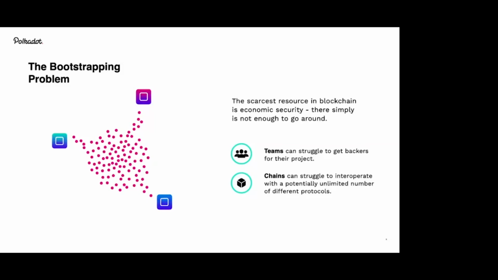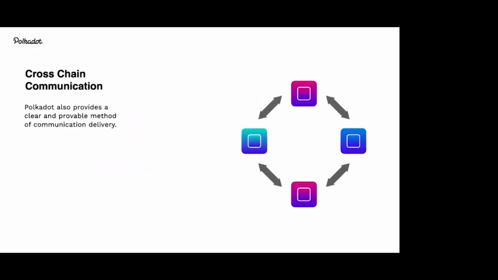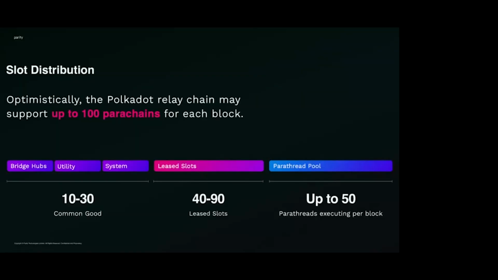And chains can struggle to interoperate with a potentially unlimited number of protocols. So we wanted to create a network wherein teams can find enough backers for their projects, but then also chains can essentially interoperate with a limited set of different protocols, and then we expand the community from there. So that would essentially solve the bootstrapping problem. Now, cross-chain communication also becomes very, very key, and Polkadot provides a clear, provable method of communication delivery.